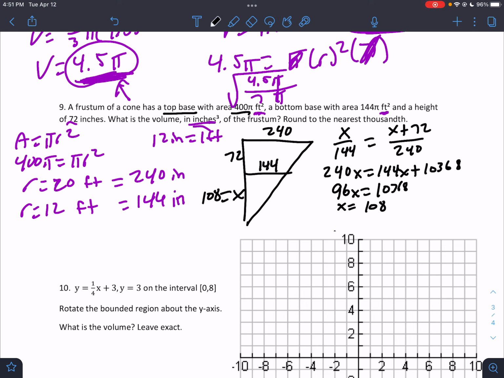So we're going to do big cone. Remember, this is the radius of the big cone. This is the height of the big cone. So that's 1/3 pi times big radius squared. Oh, that's going to be a big number. Times big height, which would be 180.